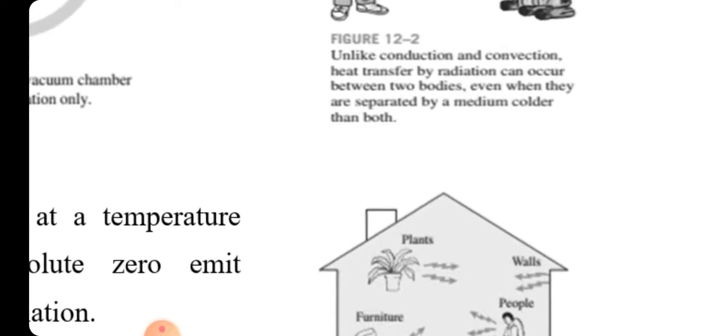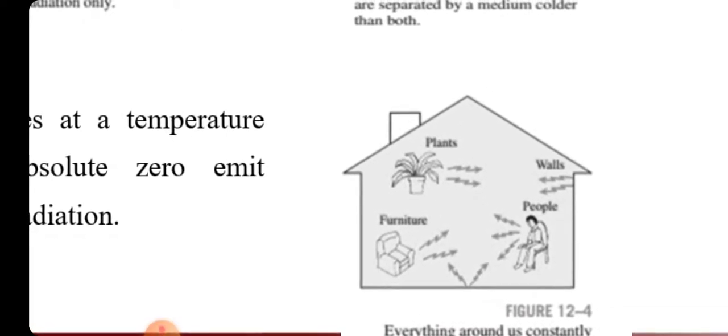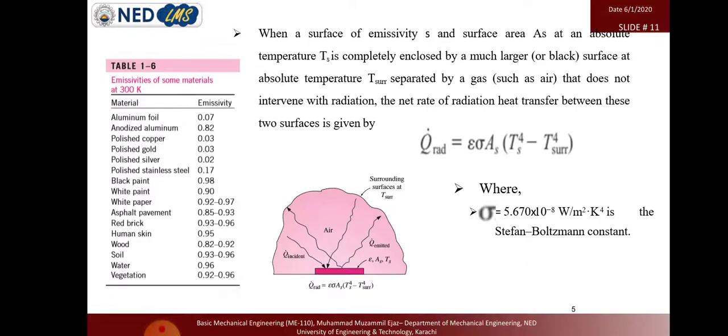So these are the examples. All bodies at a temperature above absolute zero, that is minus 273 degrees centigrade (absolute zero, 0 Kelvin), radiate thermal radiation, like plants, furniture, people, etc. As we learned the equation of convection, now we have a heat transfer rate equation for radiation as well.